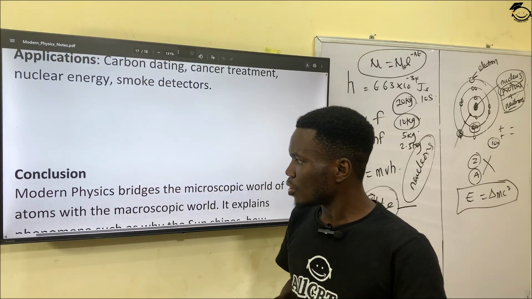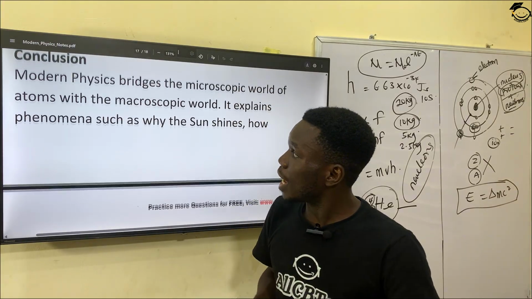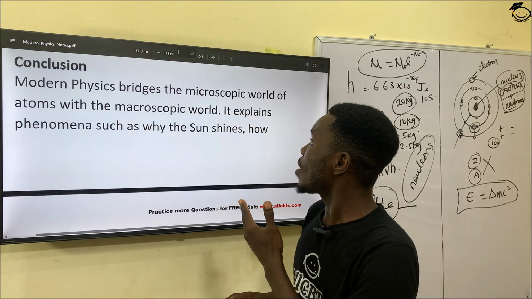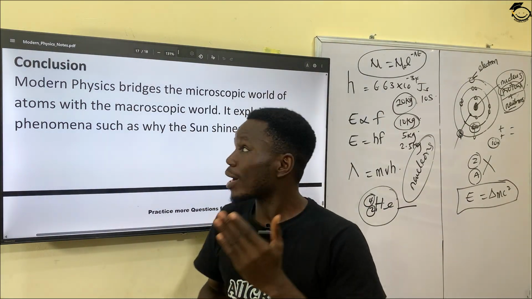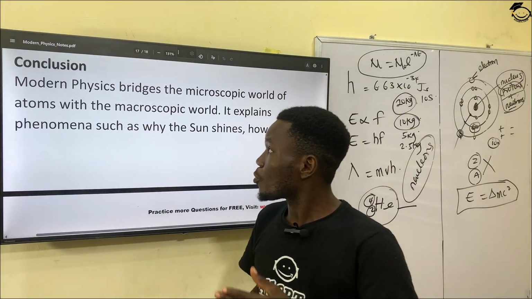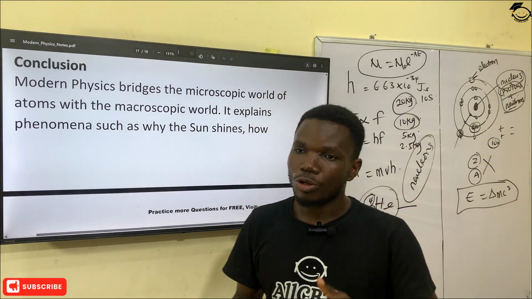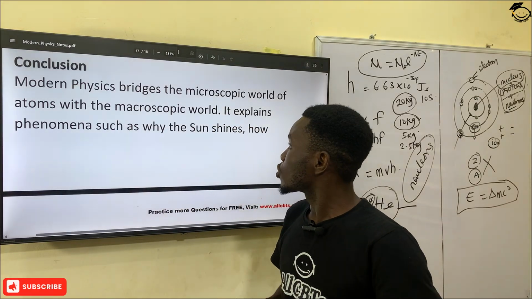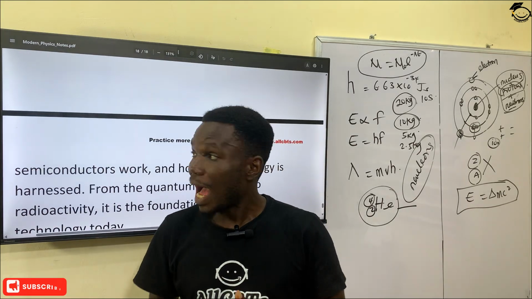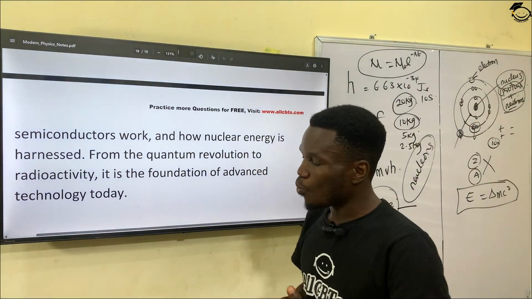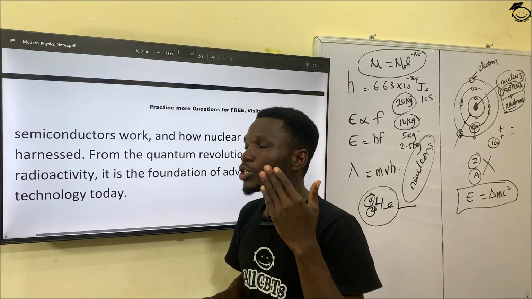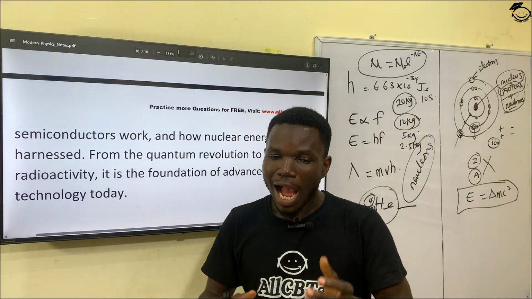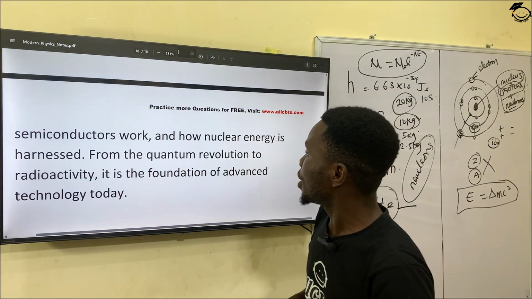So we've come to the end of today's class. In conclusion, radioactivity or modern physics bridges the microscopic world of atoms with the macroscopic world. So you are bridging the microscopic with the macroscopic, and it explains phenomena such as why the sun shines and how semiconductors work. So how a semiconductor works is under this topic, and how nuclear energy is harnessed, how you can use your nuclear energy to generate electricity.